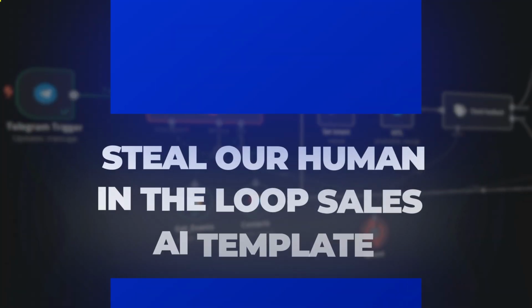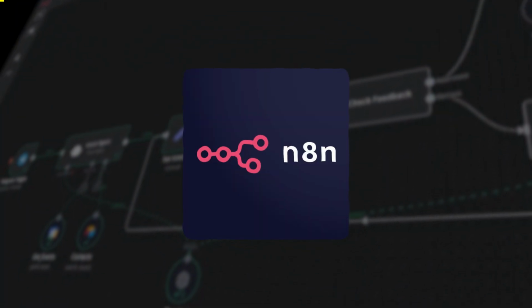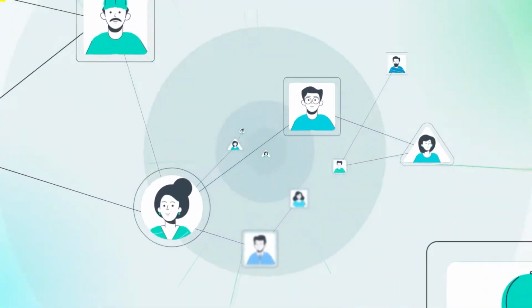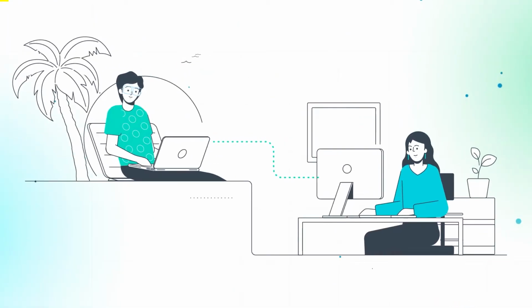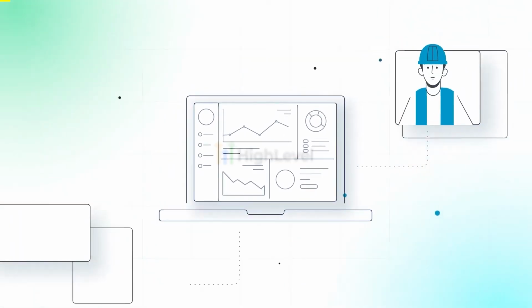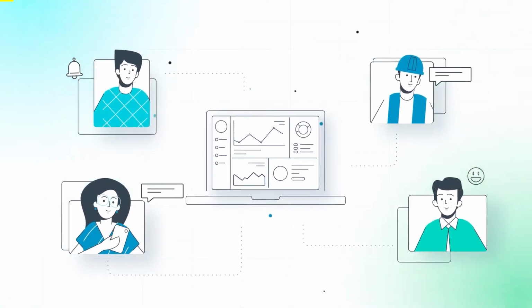Hey, this is our Steal, our human-in-the-loop sales team AI template, a production-ready team of AI sales agents that uses human-in-the-loop feedback to iterate and ship perfect outreach every time any lead comes in from, say, GoHighLevel, but basically any format, any fill-in form.